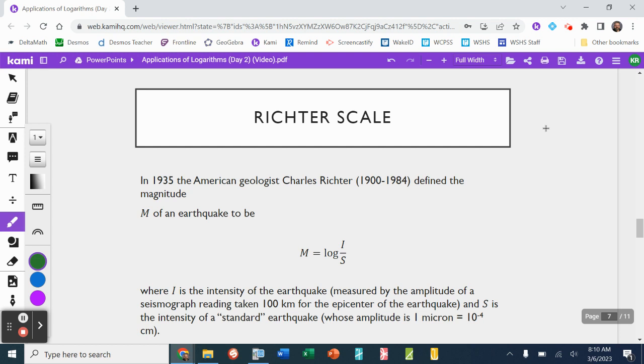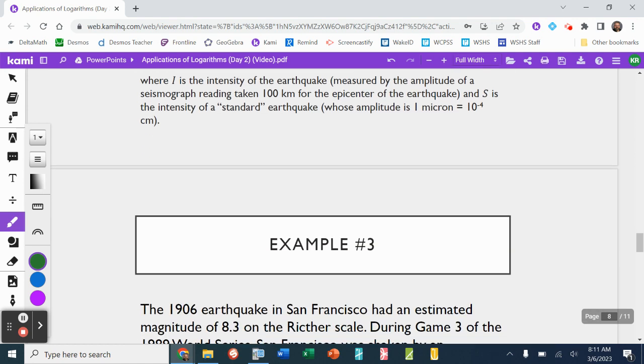So when we take the magnitude, we're going to take the common log of what the intensity was, and it's supposed to be measured 100 kilometers from the epicenter of the earthquake on the seismograph, and then compare it to this standard intensity. The main application that I teach in Math 4 is to find the difference in the intensities of two earthquakes, like how many more times intense the bigger earthquake was than the smaller earthquake. So let's take a look at an example.